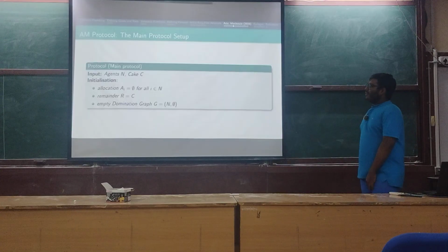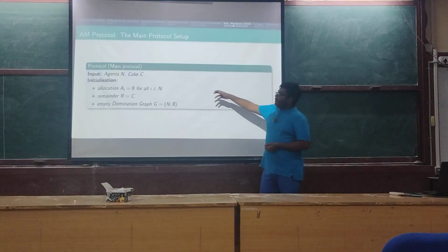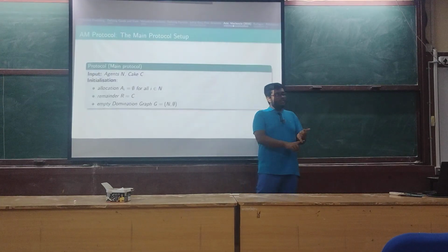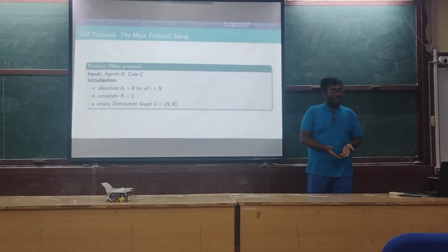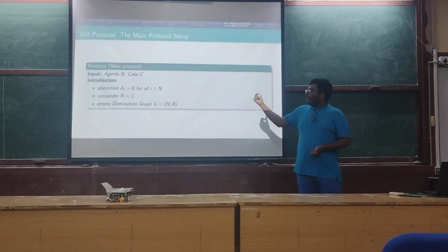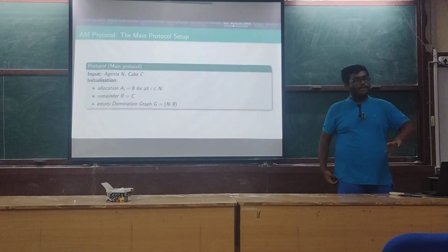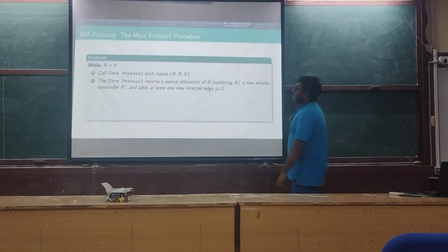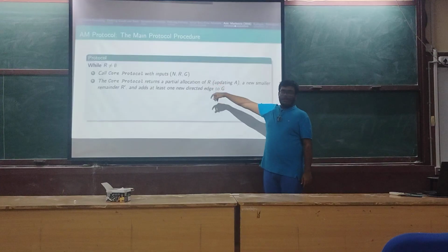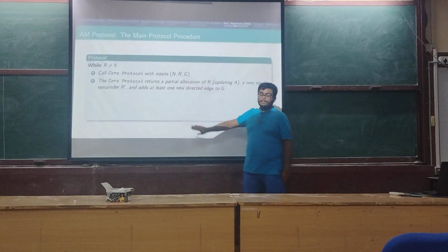So let's do the main protocol setup first, then we can get to the crux. The main protocol takes in the agents and the cake, and it initializes the allocation for every single agent to be phi, nothing, the remainder to be the entire cake, and the domination graph to be a phi graph. All of the vertices are there, but no edges. Nobody dominates anybody. Now the first thing we'll do is call the core protocol, with the number of agents, the remainder of the cake, and the current graph.